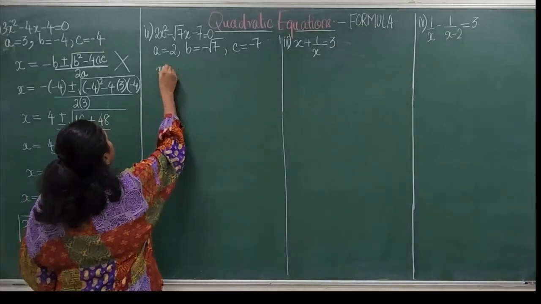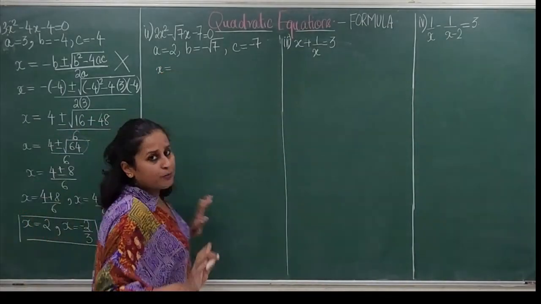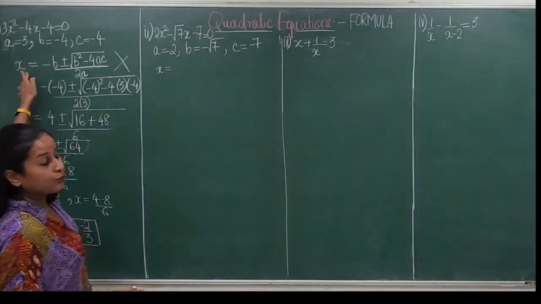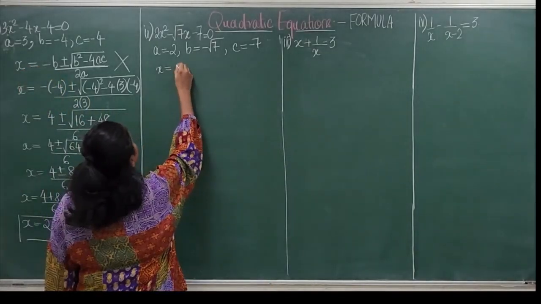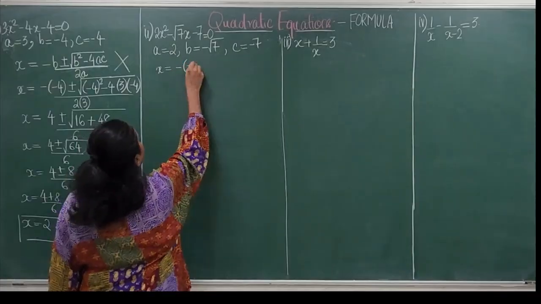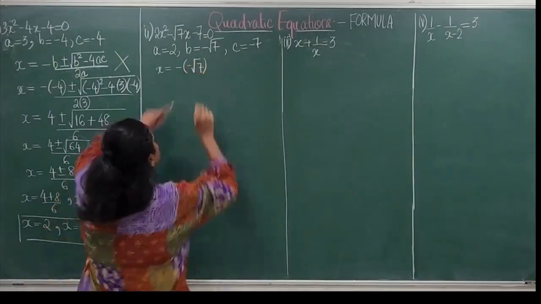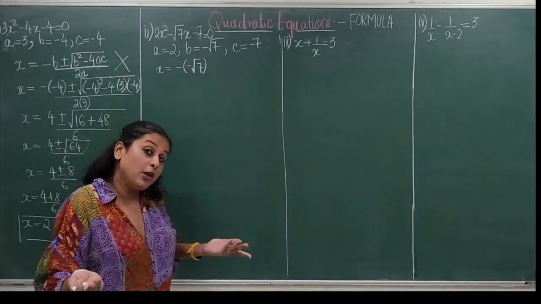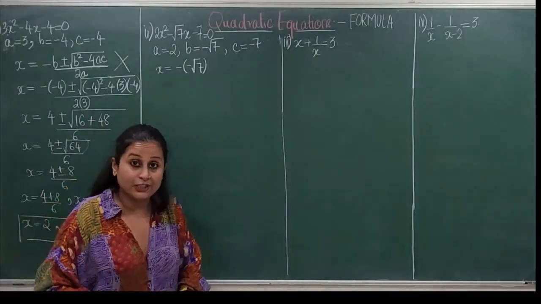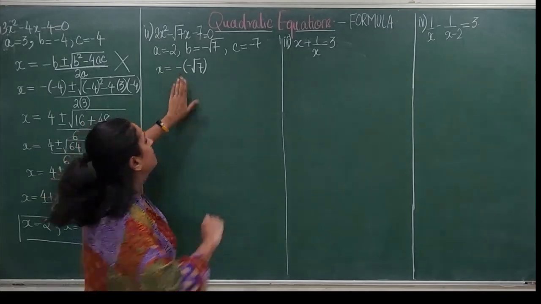So, what is x? X is equal to, I am not writing the formula again. This is the formula that we are going to use. I will do the correct substitution directly. So, what is x? X is minus b, that is minus of minus root 7. इसके पास minus है तो ये minus we are not going to eat. This minus is in the formula. This minus is with the coefficient. So, please do not make that mistake.